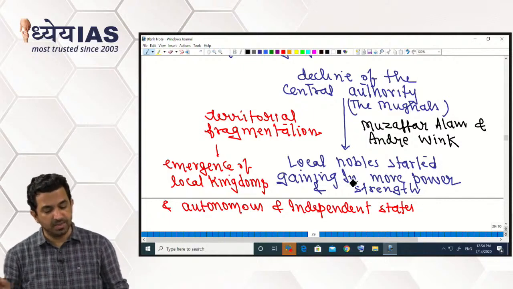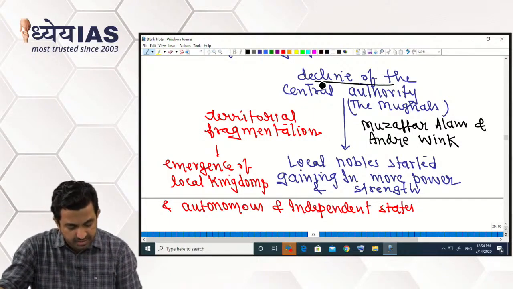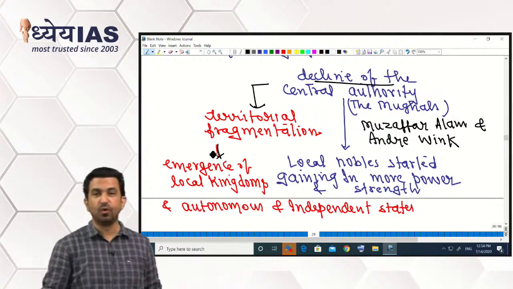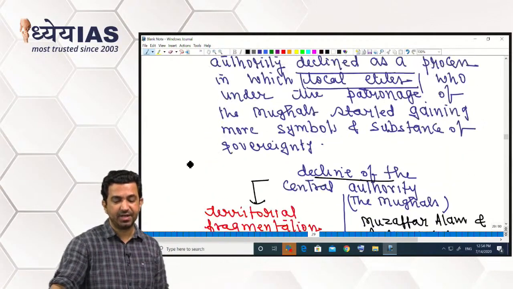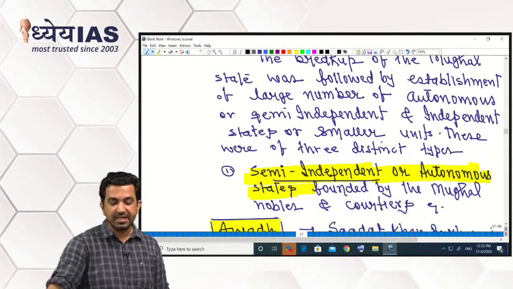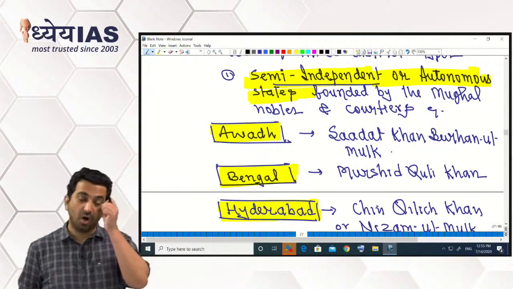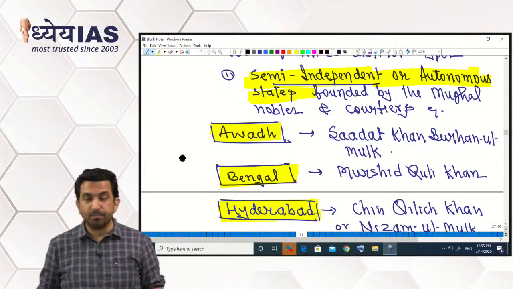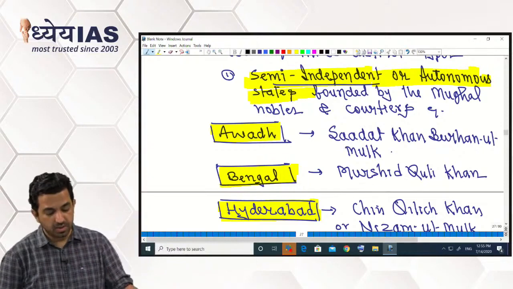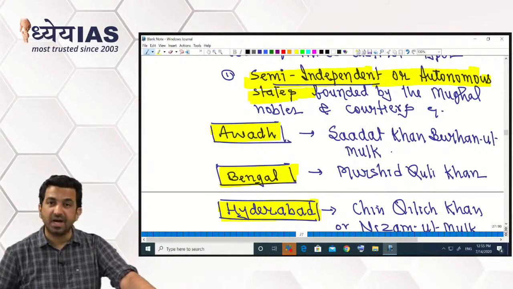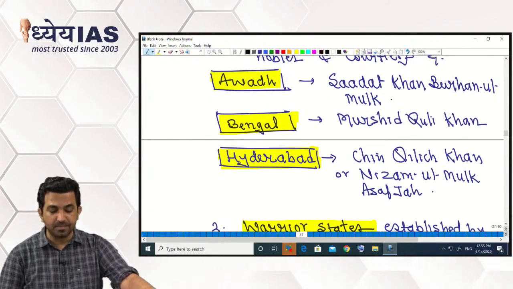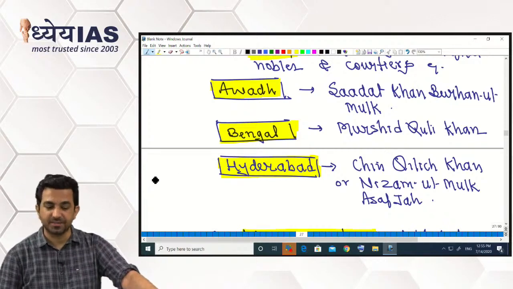had established that decline of the Mughal authority caused territorial fragmentation, and territorial fragmentation means emergence of local kingdoms and autonomous or independent states. Three types of states emerged once the Mughal Empire started declining. First, semi-independent or autonomous states founded by the Mughal nobles and courtiers, like Awadh founded by Sadat Khan Burhanul Mulk, Bengal founded by Murshid Quli Khan, Hyderabad by Chin Qilich Khan or Nizamul Mulk Asaf Jah, and all of them were Mughal nobles, Mughal courtiers.